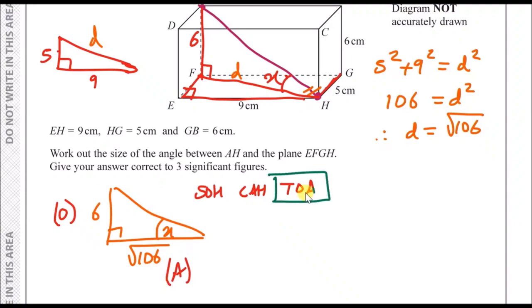Now, to use TOA, it literally means the T means tan of the angle X must equal O over A. And well, we know what O over A is. O is 6 and A is root 106. So we just update it here. So we're going to have tan X equals 6 over root 106. And that's it, guys. Now, all you want to do here is literally just tan inverse this result.